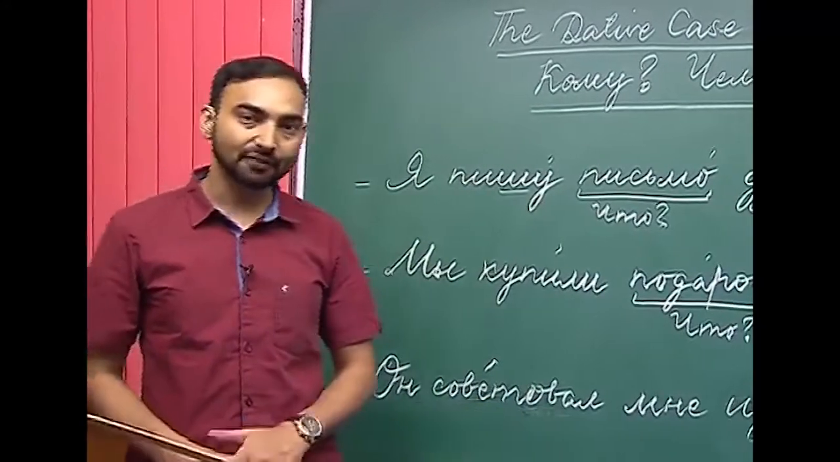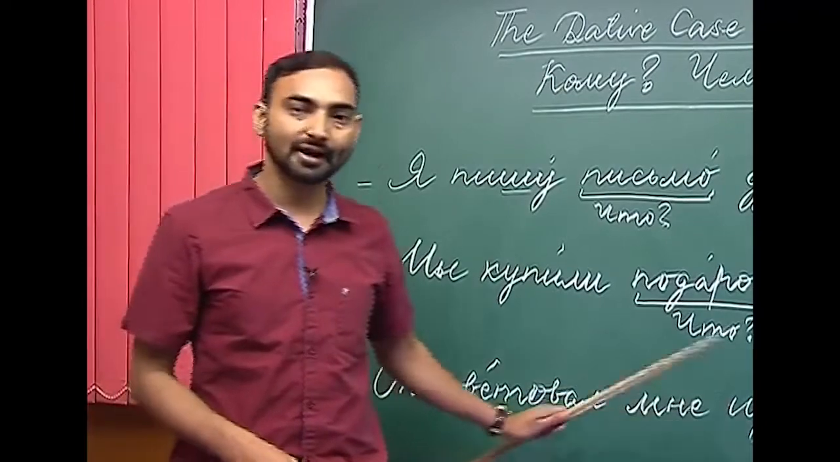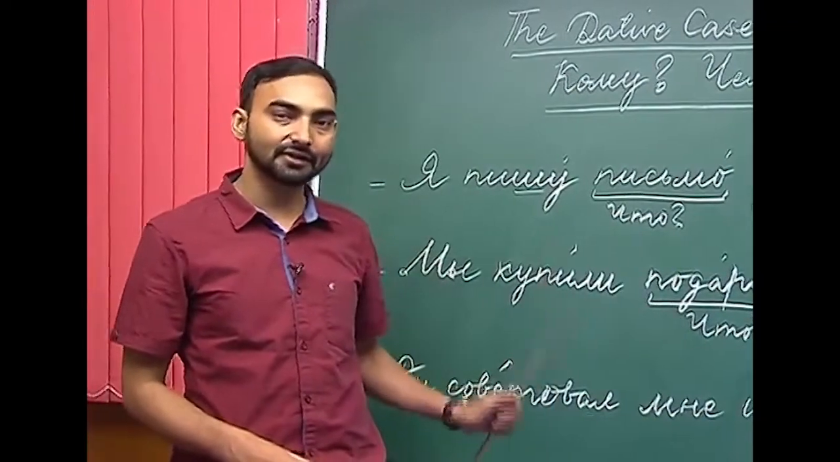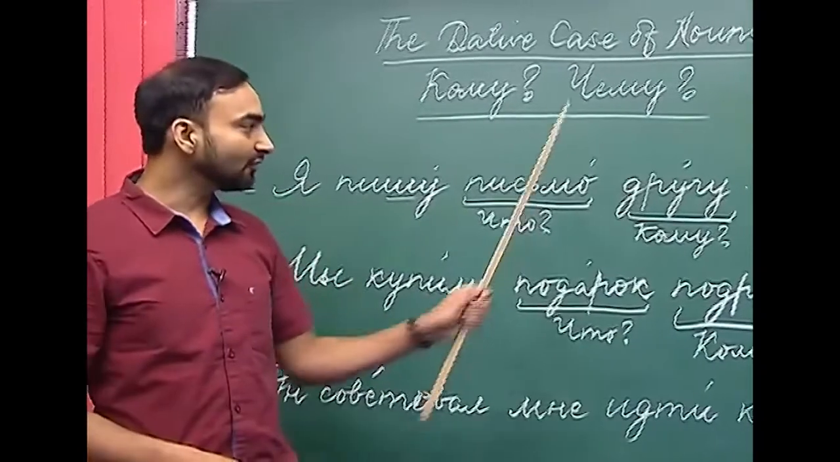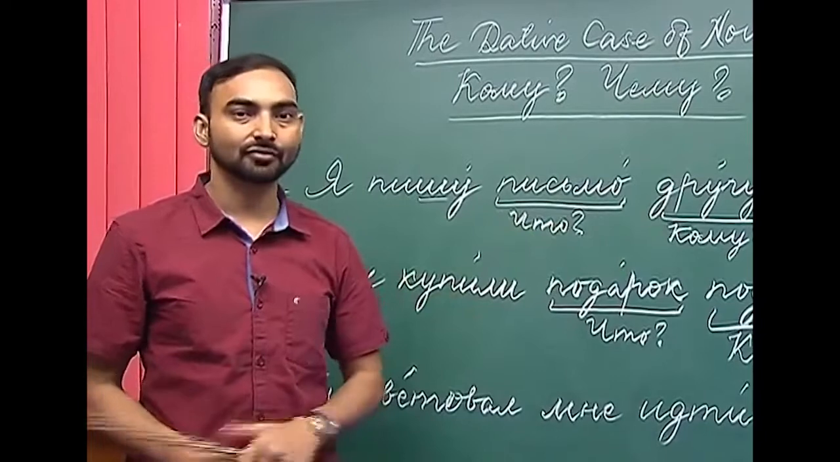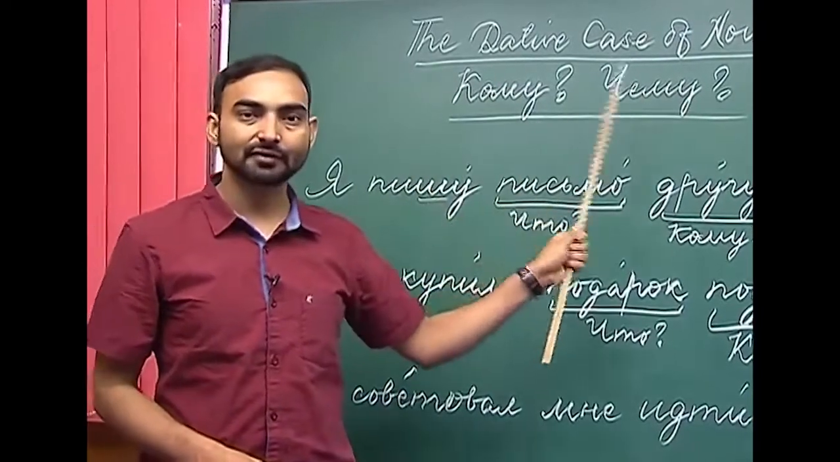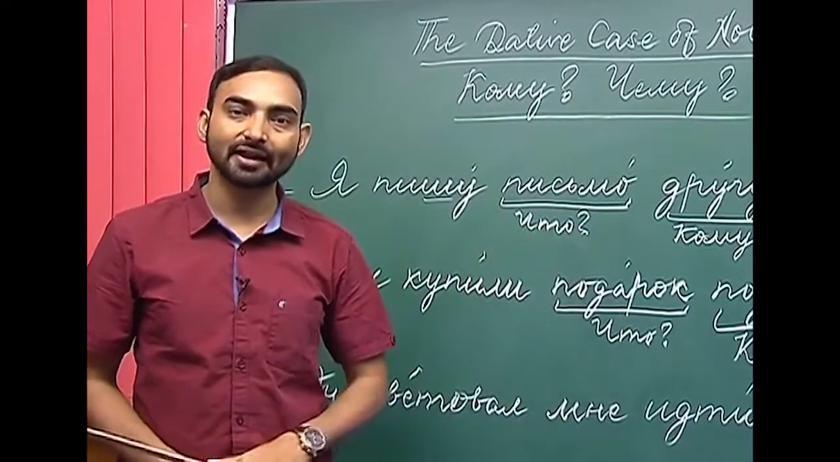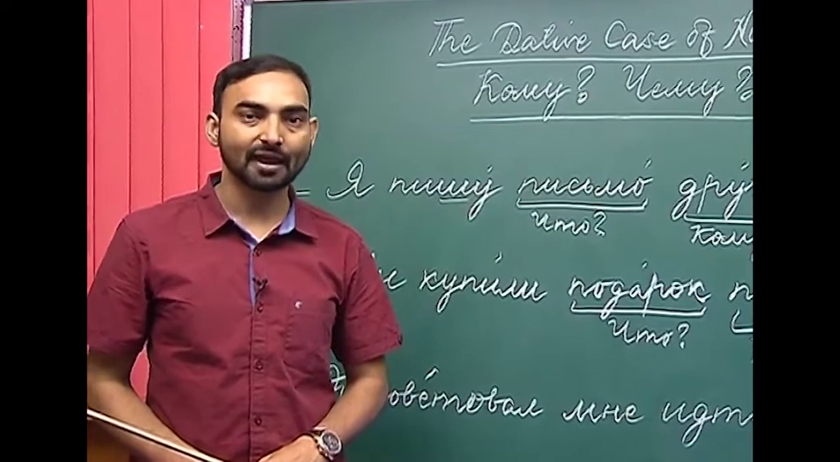So, there are a couple of other verbs also where we are not supposed to use the direct objects, it is inherent within the meaning of the verb. So, on savyetaval mini ichik vrachu, he advised me to go to a doctor. So, this was the first use of the dative case of nouns. So, what was the use? The dative case of nouns is used to denote the indirect objects. So, we will now discuss some other uses as well.